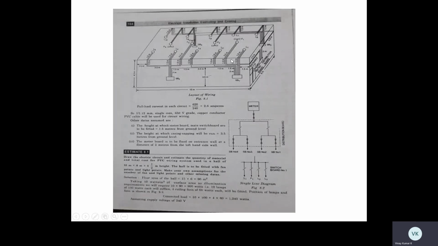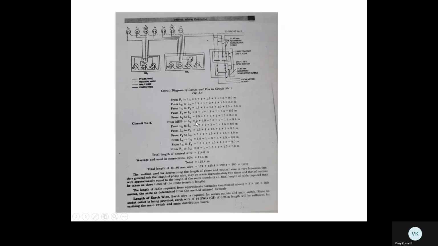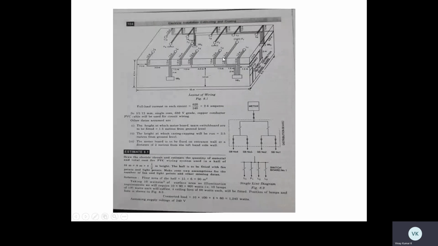Similarly, lamp 1 to fan 1. 1.5, 1, 1.5. 3 plus 4, 4 plus 1, 5, 5 plus 3, 8. See here, 8. Similarly, fan 1 to lamp 2. I have to calculate from fan 1 to lamp 2, lamp 2 to lamp 3, lamp 3 to fan 3, fan 3 to lamp 4, lamp 4 to lamp 5. Then distribution board to lamp 5. I will show how to calculate for lamp 5 to distribution board.